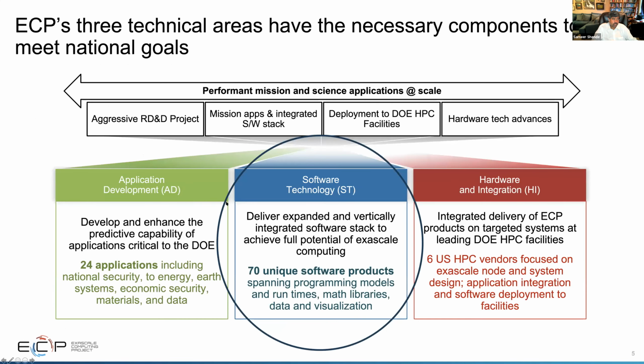So there are 3 different technical areas in the Exascale Computing Project. There is the application development, AD, the software technology, ST, which has 70 unique software products. And there is the hardware and integration, HI, which then provides integrated delivery of ECP products on targeted systems at several DOE HPC facilities.